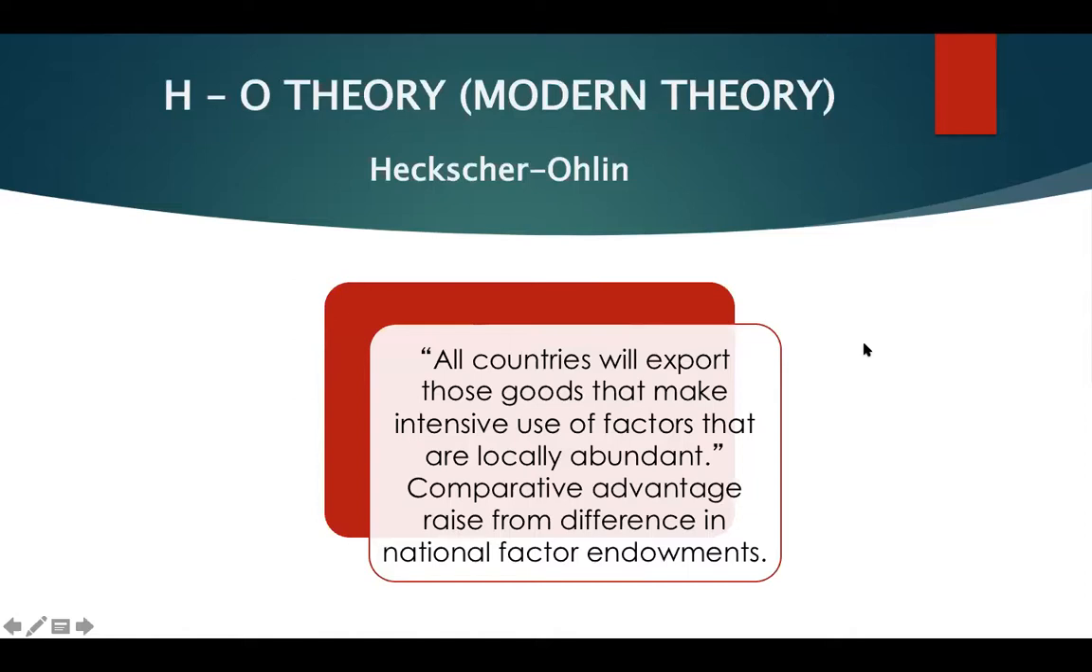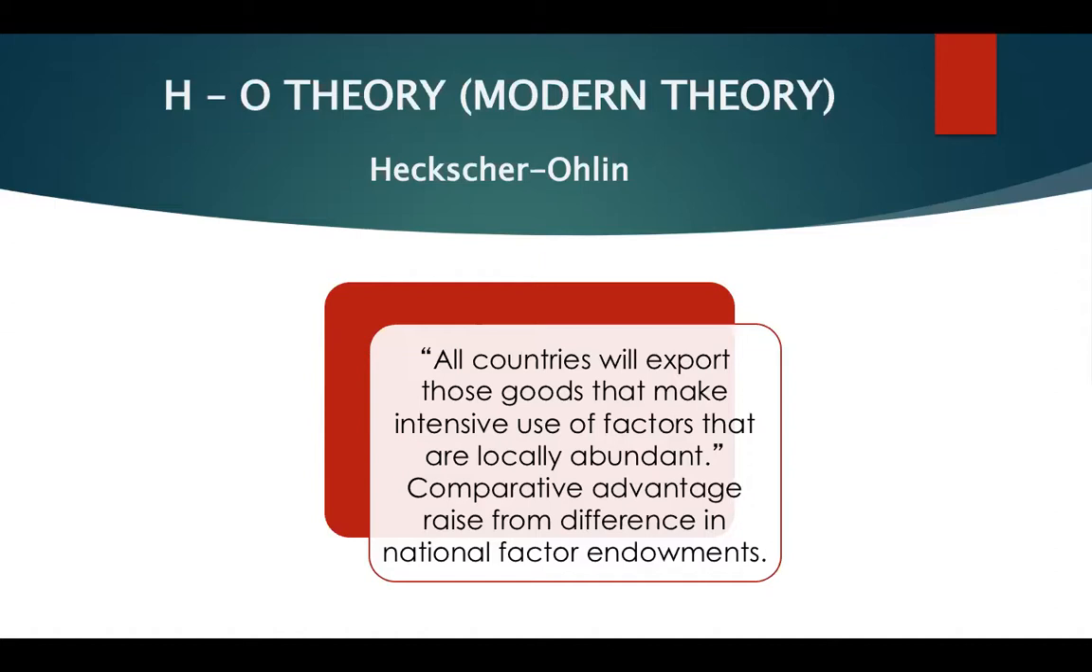We move on to the next theory called the Heckscher-Ohlin theory. This is also called the modern theory of international trade. According to the Heckscher-Ohlin theory, all countries will export those goods that make intensive use of factors that are locally abundant. Heckscher and Ohlin are the last names of the researchers who proposed this theory. The main statement of this theory is that all countries will export those goods that make intensive use of factors that are locally abundant.